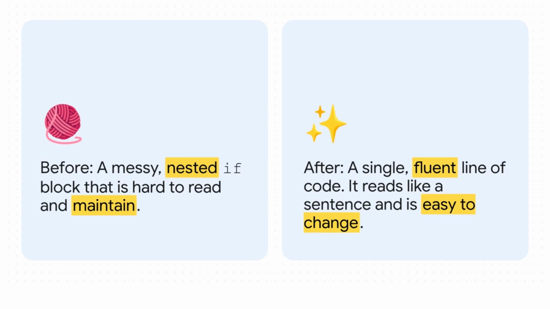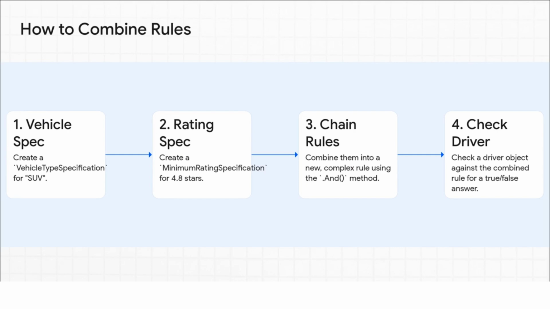That is clean code. So let's just walk through the recipe one more time. Step 1, you grab your vehicle type specification and tell it you need an SUV. Step 2, you grab your minimum rating specification for 4.8 stars. Step 3, you snap them together using .and to create a new, more complex rule. And finally, step 4, you just hand a driver object to this combined rule and get back your simple true or false. It's honestly like building with Lego blocks.